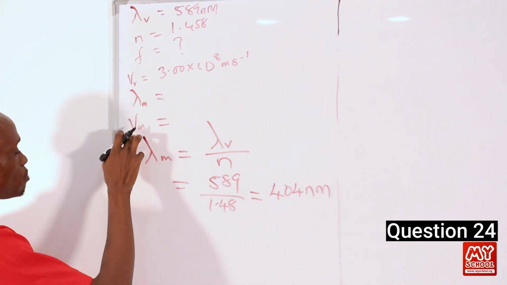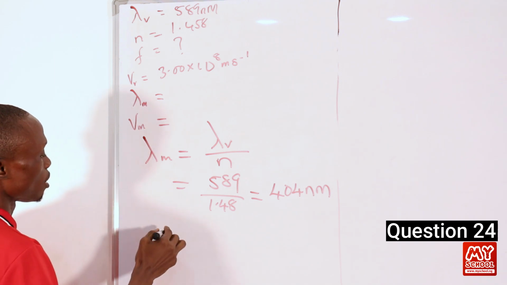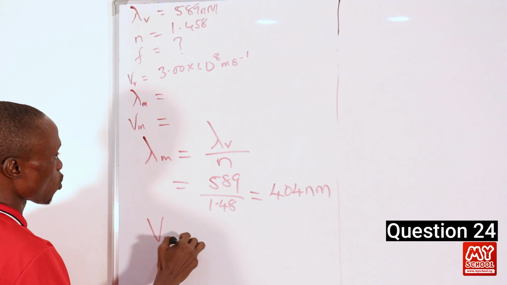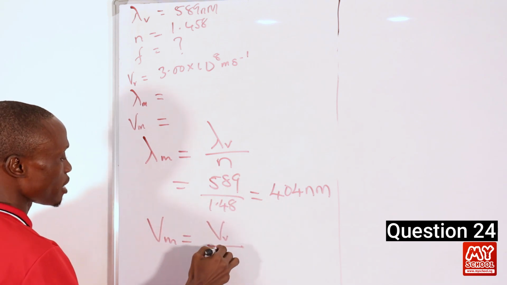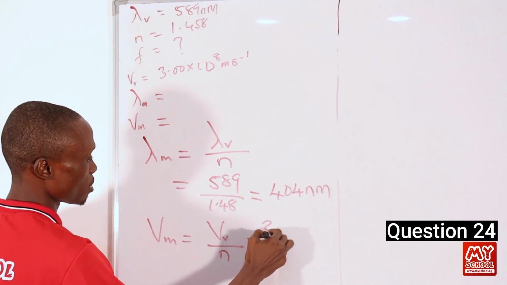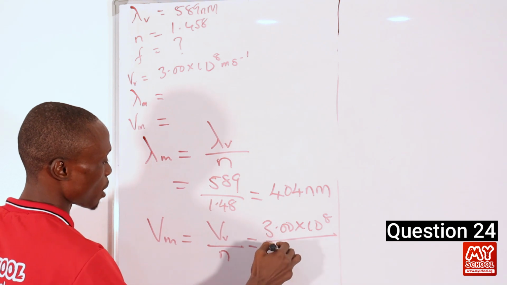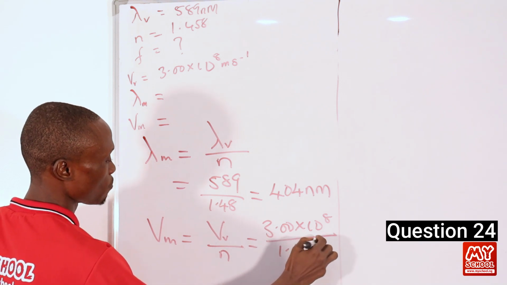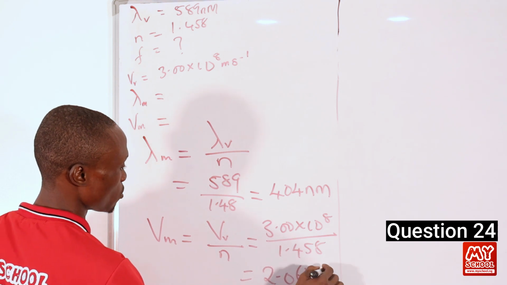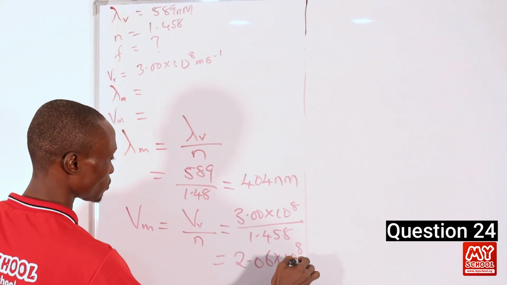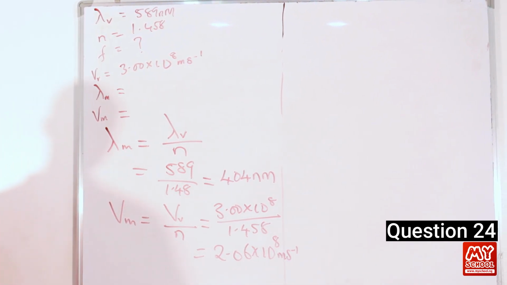We also do the same thing for the speed of light in the material, which is Vm. It equals the speed of light in vacuum all over the index of refraction. So this will be 3.00 times 10 raised to power 8 divided by 1.458. And this will be equal to 2.06 times 10 raised to power 8 meters per second. Remember, that is the unit of velocity.